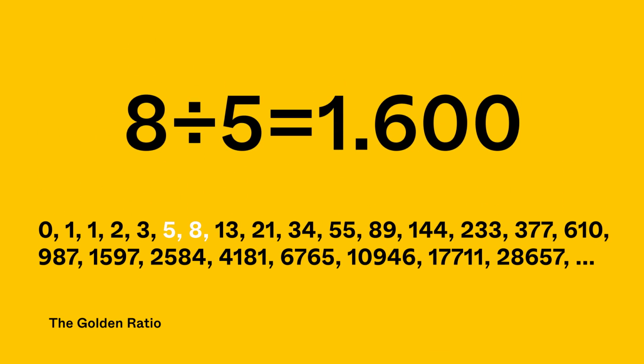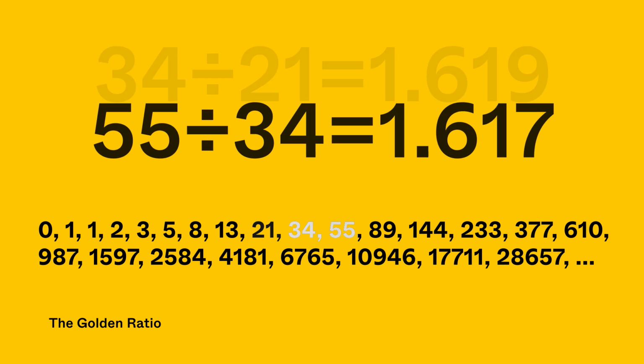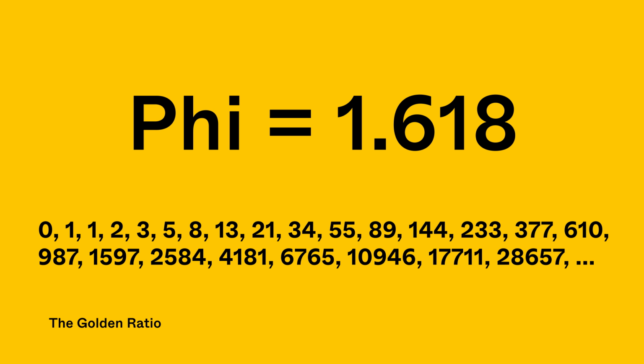You might be saying to yourself, okay, that's nice, but what does that even have to do with my work or the golden ratio? Well, if you continue following the pattern, the ratio of the Fibonacci numbers converges to 1.618, and so on, all the way to infinity, otherwise known as phi, and that is the golden ratio.